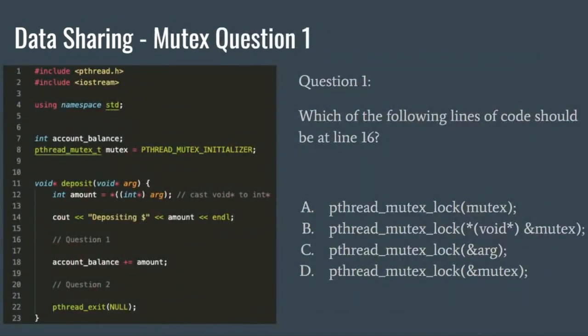Okay, a couple questions for you guys to brush up on this. So question one, this is dealing with our mutex lock. Which of the following lines of code should be at line 16? Let's give them just like 10, 15 seconds. It shouldn't be too hard for you guys. You can just type the answer into the chat so we don't have people talking over each other.